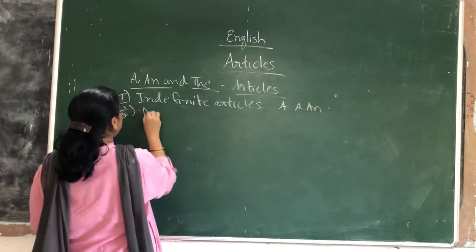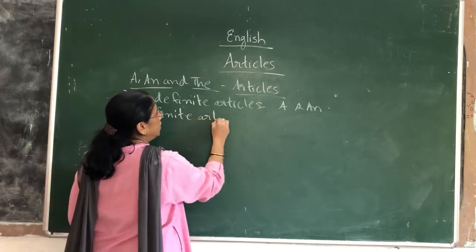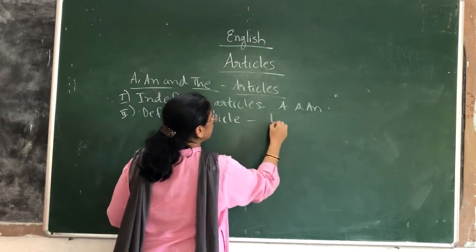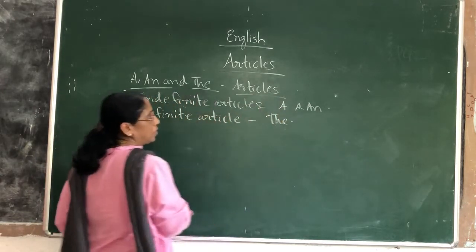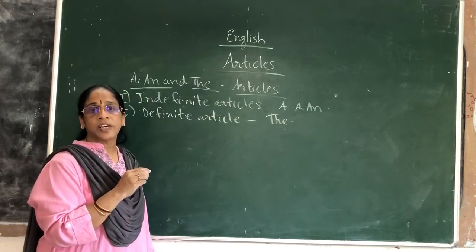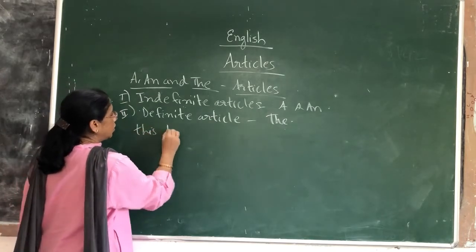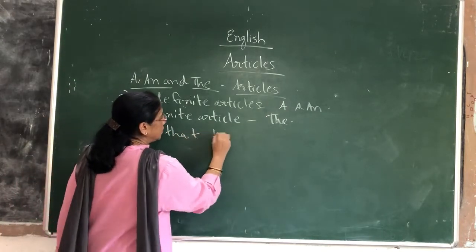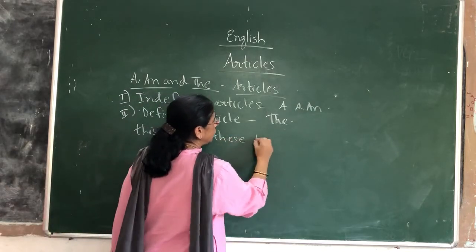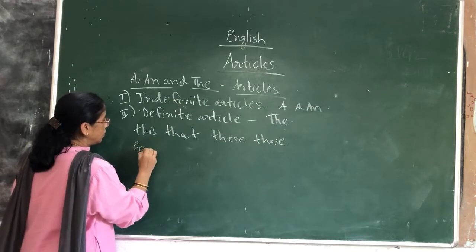But coming to the definite article. What is a definite article? The. I also mentioned one thing: they are used in place of demonstrative adjectives. They are abbreviated forms of demonstrative adjectives like this, that, these and those. Okay, just examples I am giving you.